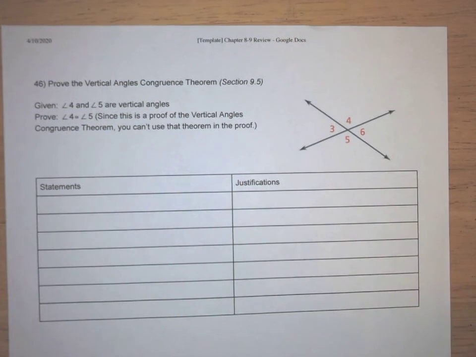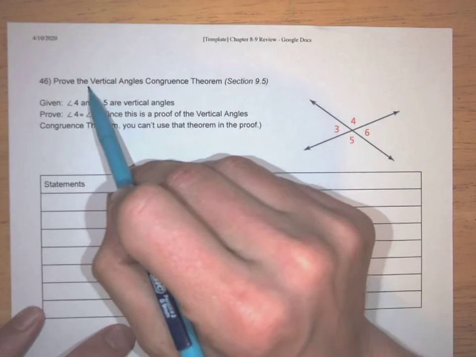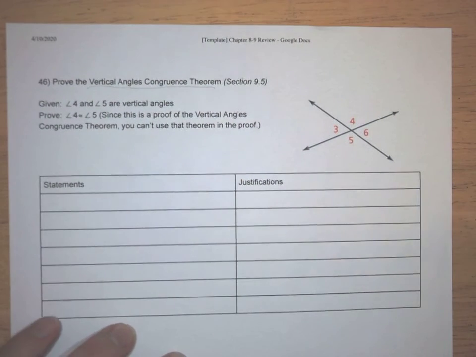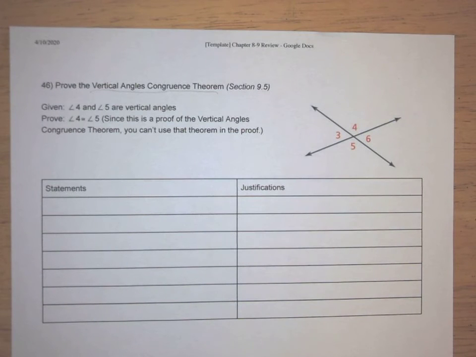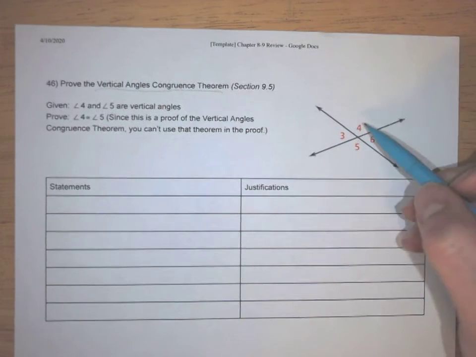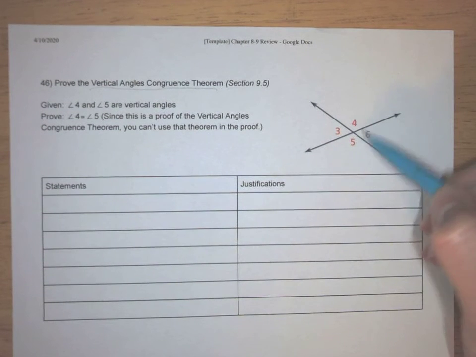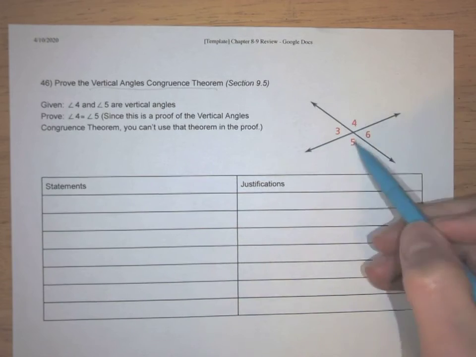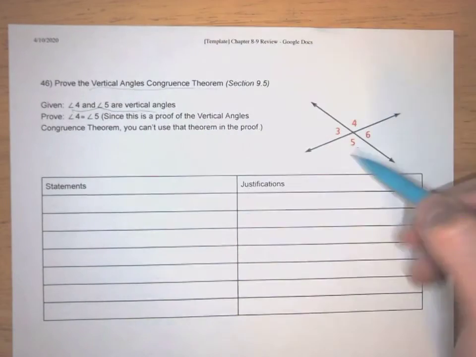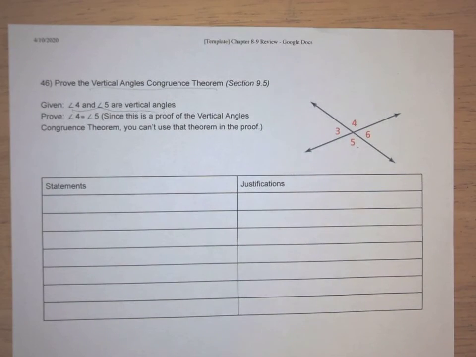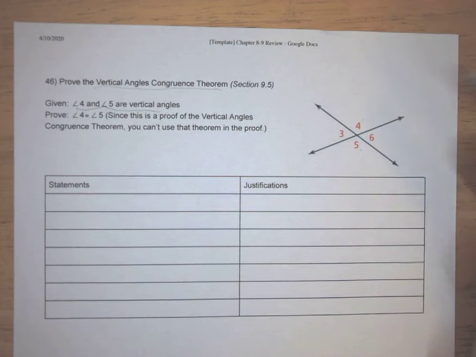Okay, so here we're proving the vertical angles congruence theorem. And once again, if you're trying to prove the vertical angles congruence theorem, you can't use the vertical angles congruence theorem. So for just a second, you have to go back in time and pretend that you don't know that these are congruent. You know they're vertical angles because that's given. Also, the picture kind of shows you that they're vertical angles. So by the definition of vertical angles, we know these are vertical angles.